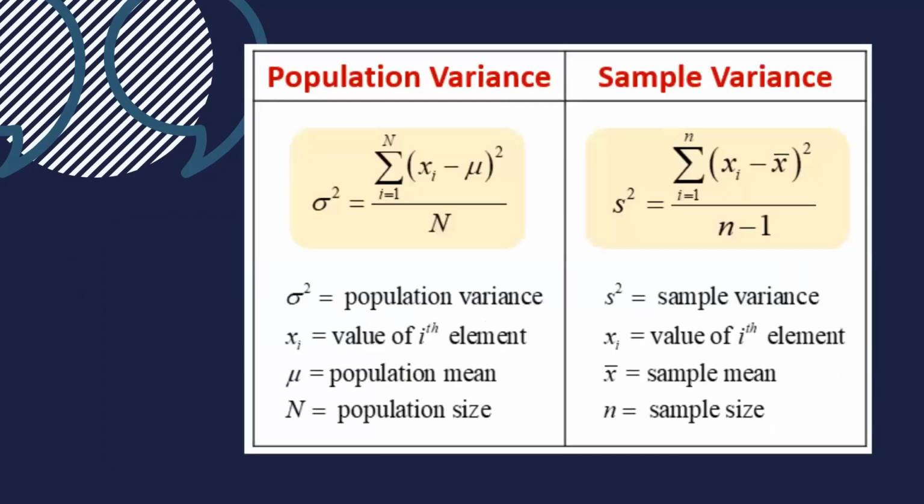The population variance is denoted by sigma squared, equal to the summation of (xi minus mu) whole squared, divided by capital N, where sigma squared is the population variance, xi is the value of the ith element, mu is the population mean, and capital N is the population size.